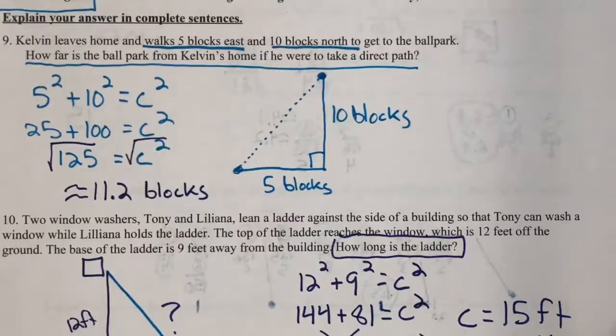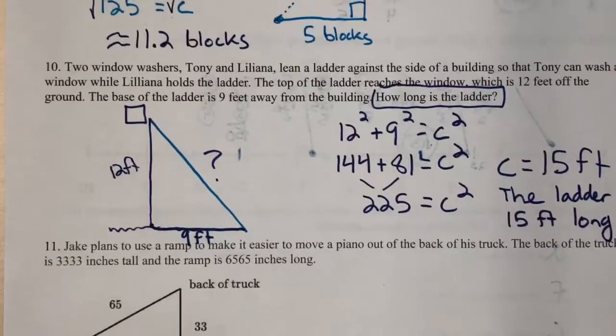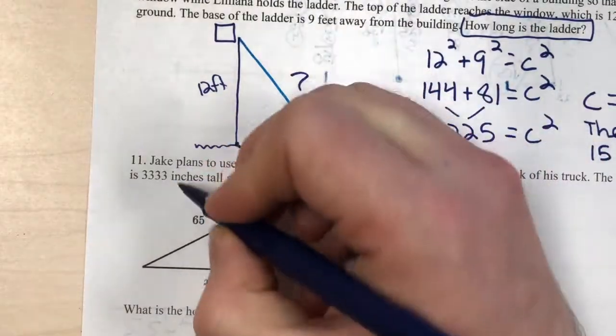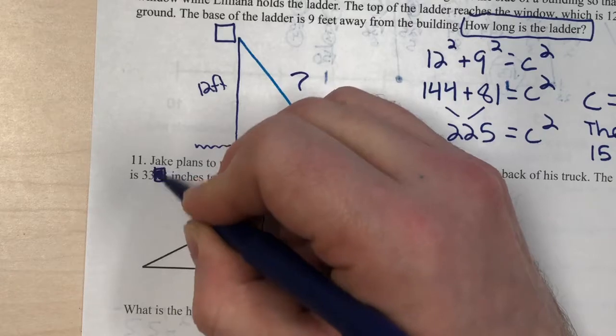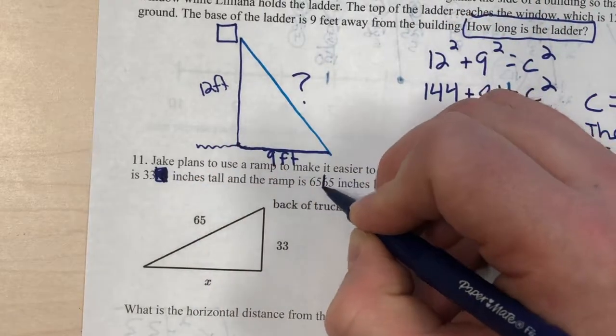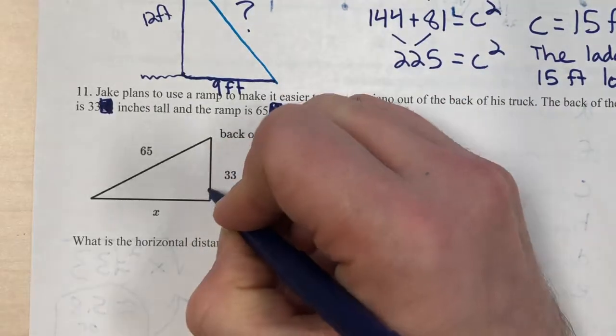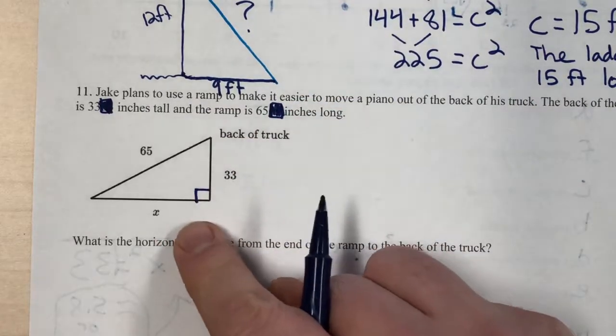All right, on to number 11, which is our last question. Jake plans to use a ramp to make it easier to move a piano out of the back of his truck. Remember I had you cross off the 33 and one of the 65s because that matches our picture here. Now this time we're missing a leg. We're not missing the hypotenuse.